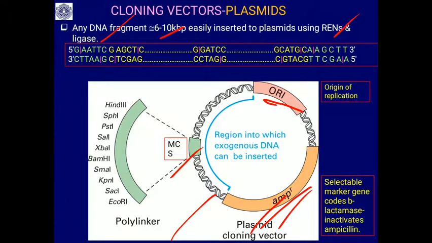Okay. So this is the MCS. This MCS has all these restriction sites. It has restriction sites for EcoR1, Sac1, Kpn1, Sma1, BamH1, and likewise Spa1, HindIII, like that you can see.